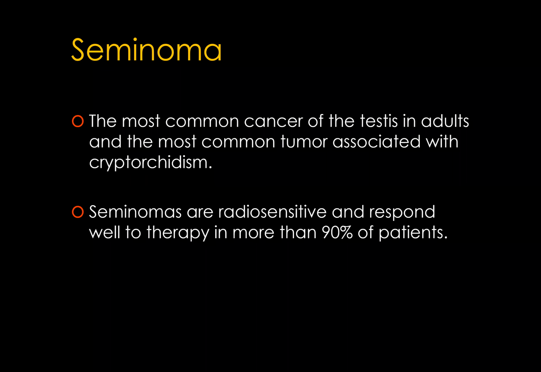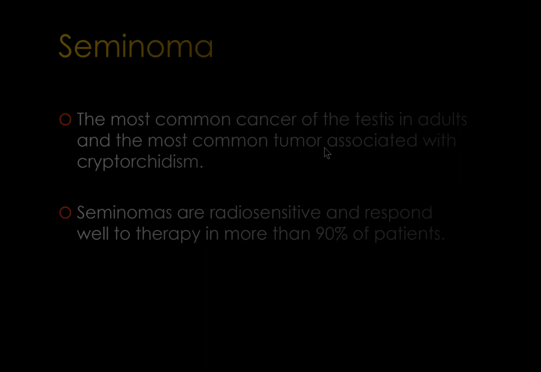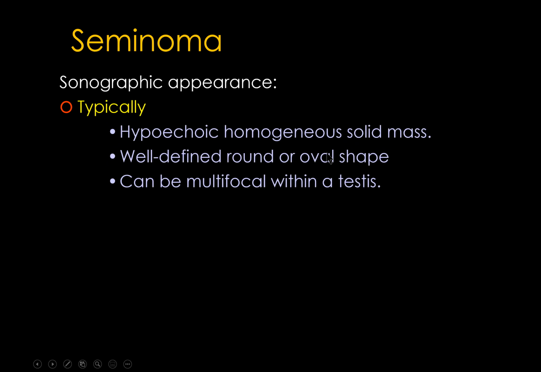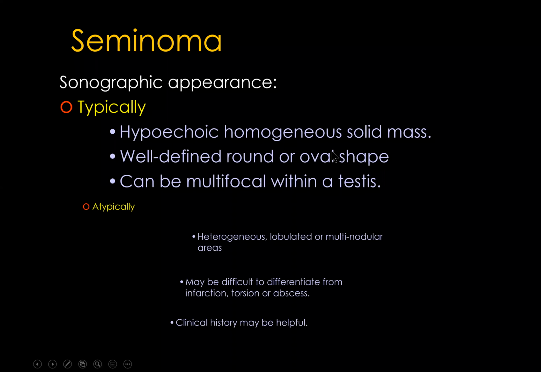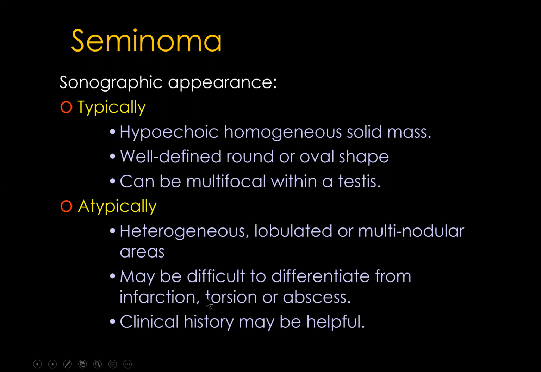The typical sonographic appearance is a hypoechoic, homogeneous, solid mass. It has a well-defined round or oval shape and can be multifocal within the testis. Also, it might present with an atypical appearance as heterogeneous, lobulated, multinodular areas, and might sometimes be difficult to differentiate from testicular infection, torsion, or abscess. In this case, the clinical history is important and can help you.